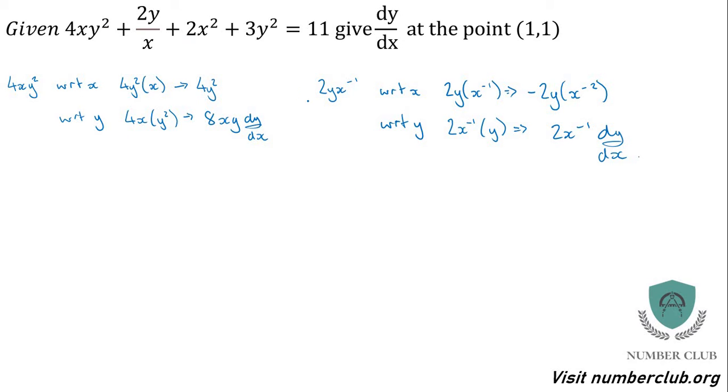Okay, so what we're going to have in the end, for dy by dx, is this plus this plus this plus this plus the derivative of this plus the derivative of this, going to equal 0. So a lot going on here. So we're going to have 4y squared plus 8xy dy by dx minus 2yx to the negative 2, plus, that was minus by the way because there was a minus there, plus 2x to the negative 1 dy by dx plus, differentiate with respect to x, 4x, plus differentiate with respect to y, 6y dy by dx. Remember, whenever you differentiate with respect to y, you need dy by dx. That's going to equal 0.